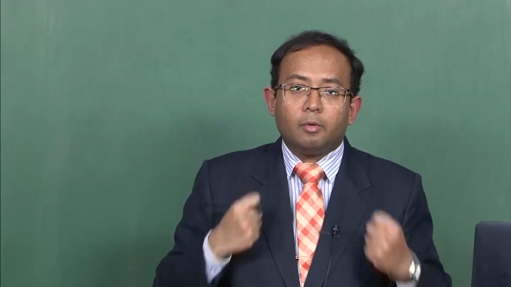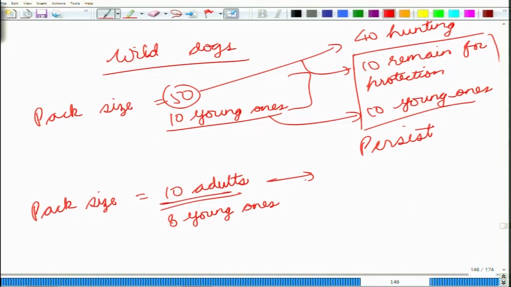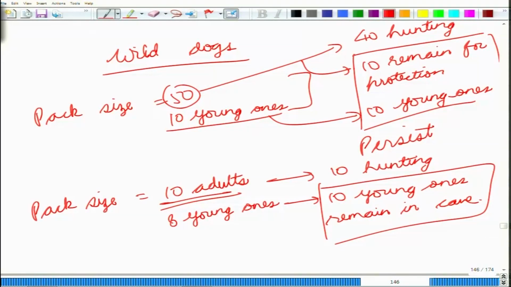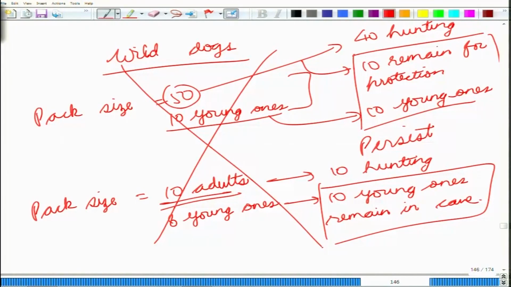So, to have a possibility that you have some amount of food that you can bring back to the young ones, all these 10 adults will have to go out. So, all 10 go for hunting and you have all the 10 young ones that remain in the cave. Now, in this case you do not have any amount of protection for these young ones. So, what happens is some other predators, things like leopards, might come into this area and hunt these puppies. Once that happens, the whole population is going to collapse.